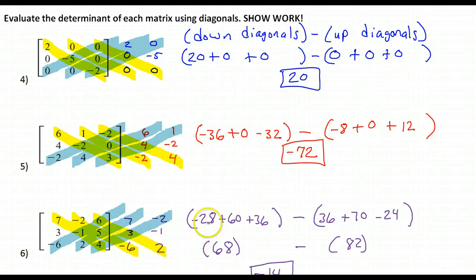Now understand that with these down diagonals and the up diagonals, we are multiplying. Multiply, multiply, multiply, get those 3 numbers. Multiply, multiply, multiply, get those 3 numbers. But then you're combining like terms after that.